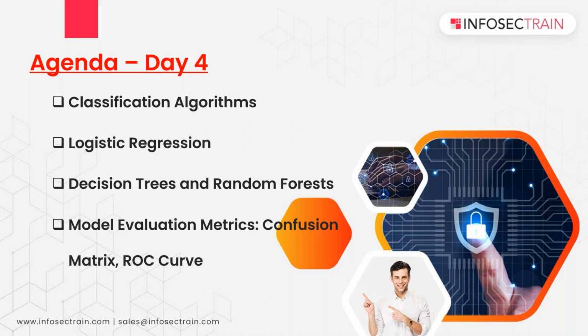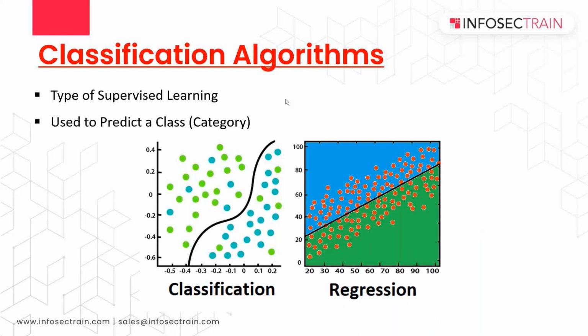What are the different classification algorithms we have? Why use a classification algorithm? Then we'll talk about the different classification algorithms. We will start with logistic regression, then talk about decision trees and random forest. We also talk about the model evaluation metrics like the confusion matrix, classification report, as well as the ROC curve. Let's go ahead with the classification algorithm.